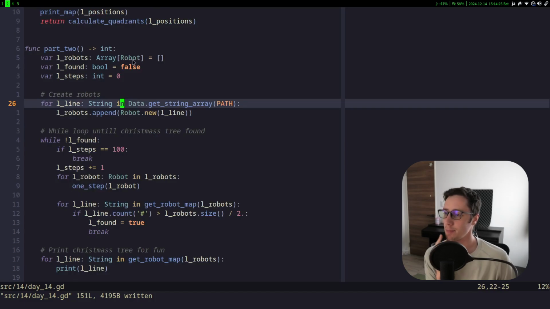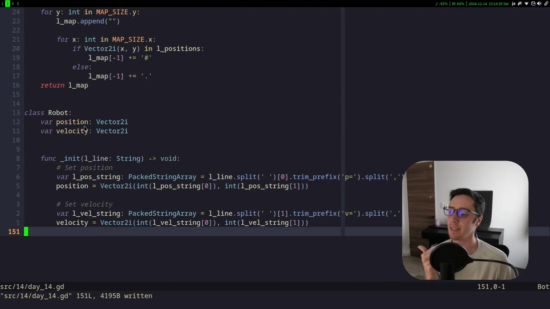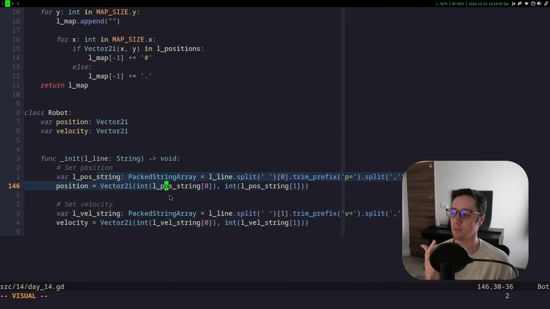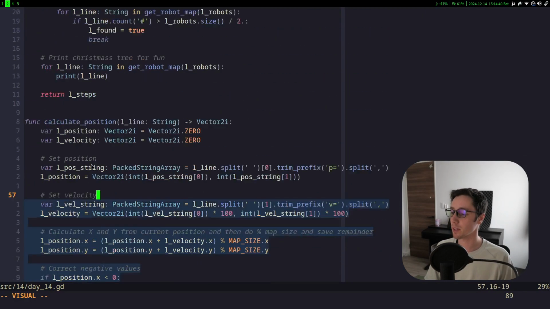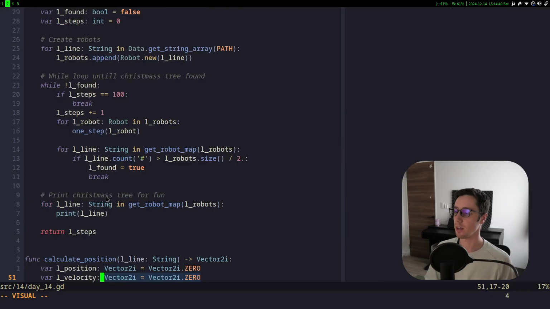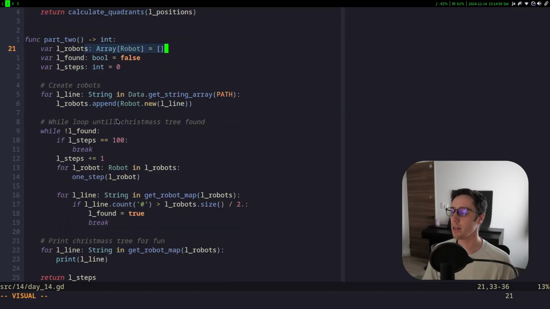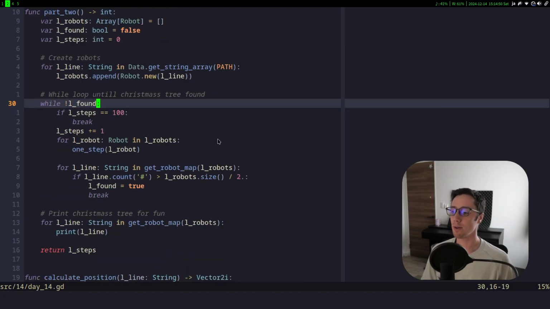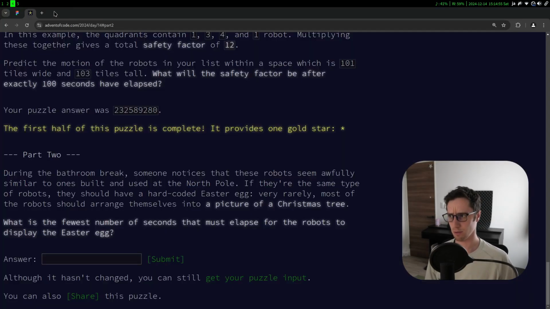Okay, and a couple things have changed. So I'm counting the robots, and I made a robot class. So if you go to the bottom of this script, we save the position and the velocity, and we just extracted the part of the calculate position script. After that, we first create all the robots to fill in all the robot slots in the array, and then we go into a while loop, and we do that until we find a Christmas tree.